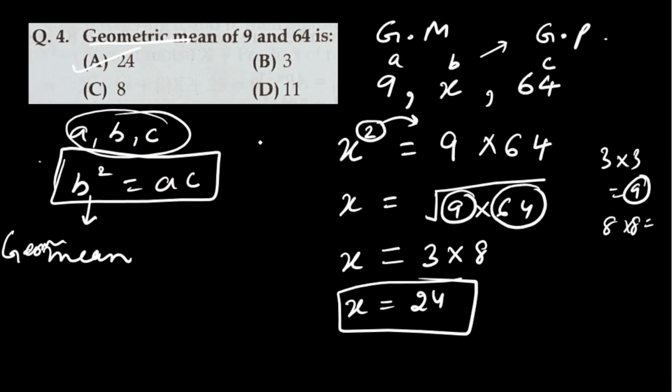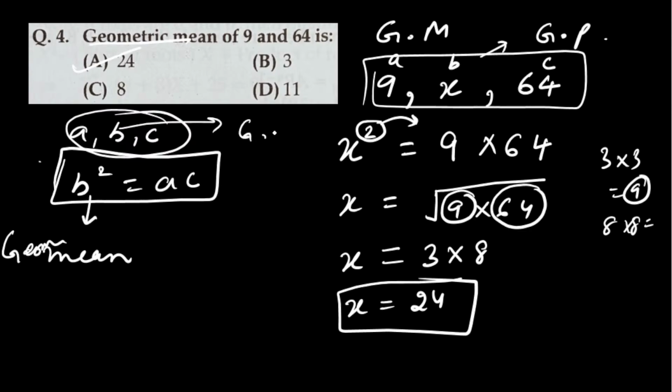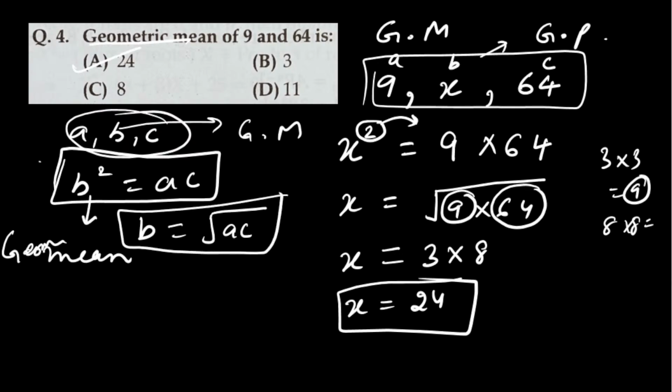So same as in continued proportion, if three numbers are in continued proportion, B square is equal to AC. B was the mean, so B is actually a geometric mean. Same formula we can write: B is equal to under root AC. So directly you can remember, if B is the geometric mean, then B is equal to under root AC.